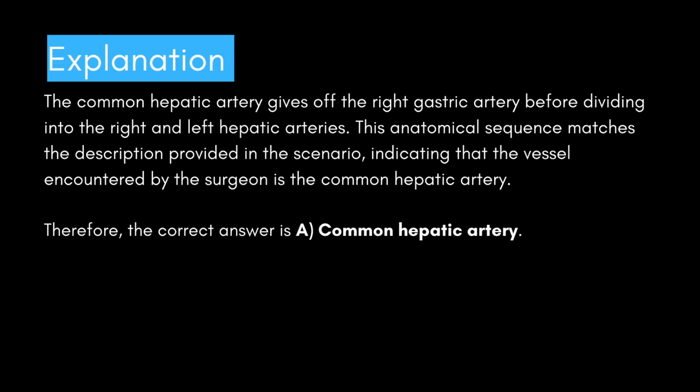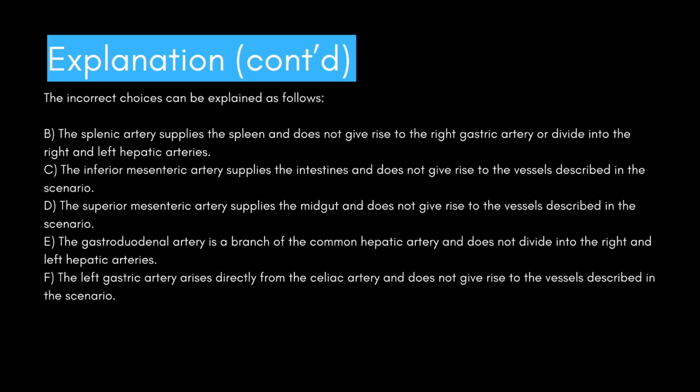Let's go ahead and take a look at why the other answer choices are incorrect. The splenic artery supplies the spleen and does not give rise to the right gastric artery or divide into the right and left hepatic arteries. The inferior mesenteric artery supplies the intestines and does not give rise to the vessels described in this scenario. The superior mesenteric artery supplies the midgut and does not give rise to the vessels described in this scenario. The gastroduodenal artery is a branch of the common hepatic artery and does not divide into the right and left hepatic arteries. The left gastric artery arises directly from the celiac artery and does not give rise to the vessels described in the scenario. Let's go ahead and move on to the next question.